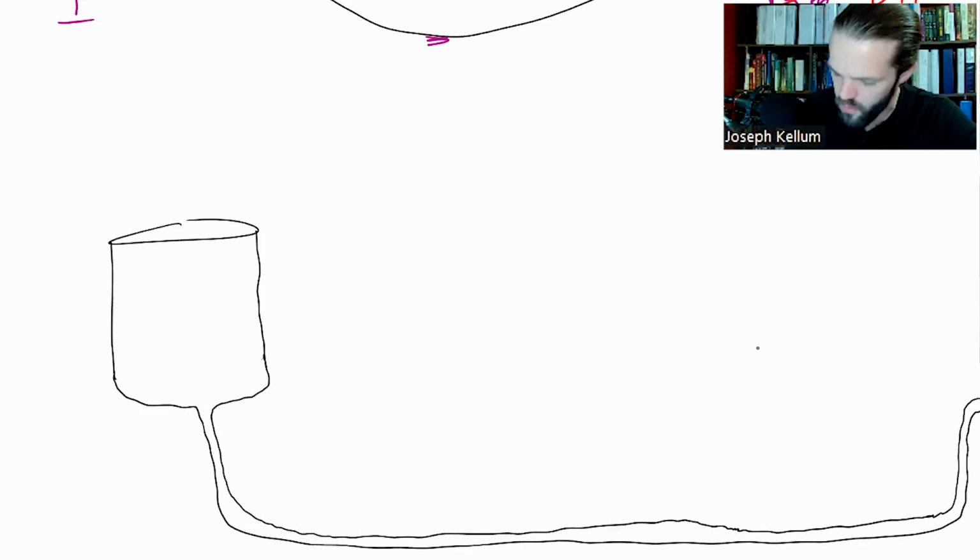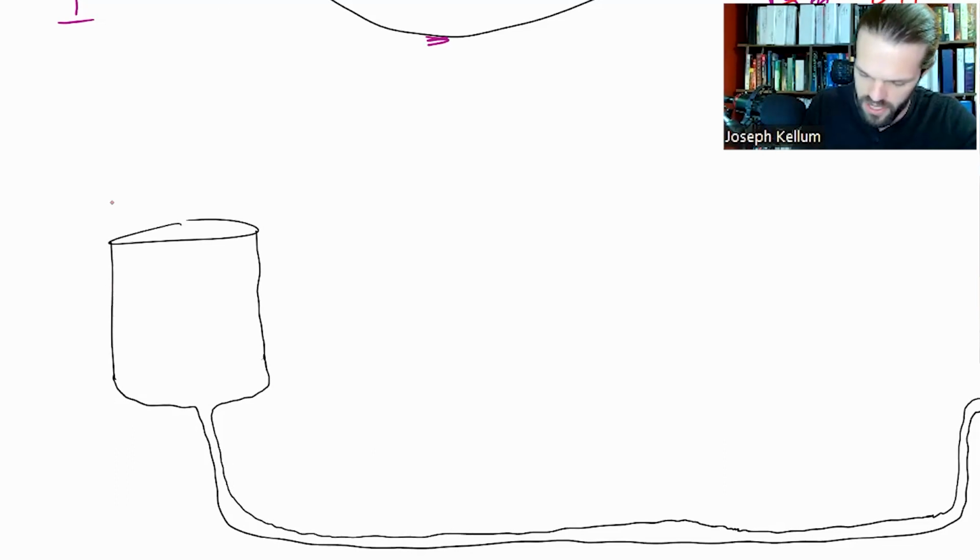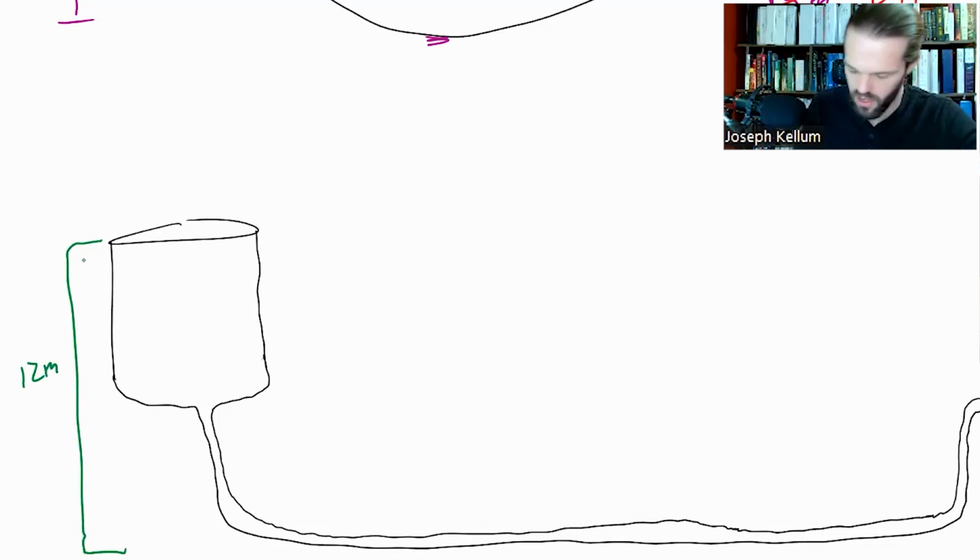So here we're going to say this water tower is, I don't know, like 12 meters tall above that little underground pipe part. And this thing over here, we'll call it 5 meters tall. We're also going to say that the radius of the water tower is 5 meters, and the radius of this pipe coming out of the ground is 0.05 centimeters. Oh no, that's excessively small. Let's say 5 centimeters.